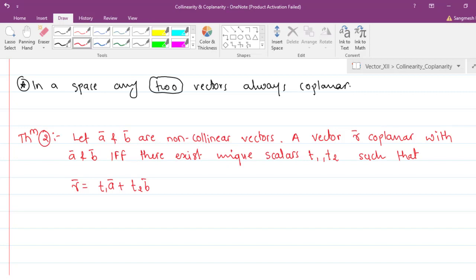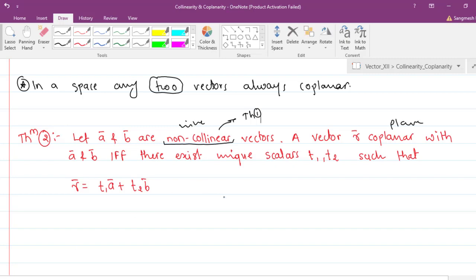Please note the difference between collinear and coplanar vectors. Most of the students get confused in these two. Collinear means they are parallel to a single line or along the line. Coplanar means they are lying on the same plane. One is related with the line and this is related with the plane. Please make a note of this. The statement says that a bar and b bar are non-collinear vectors. Means what? You cannot use theorem number 1 here, that is a bar is equal to a scalar multiple of b bar, because they are non-collinear vectors. Okay, so let's prove this.